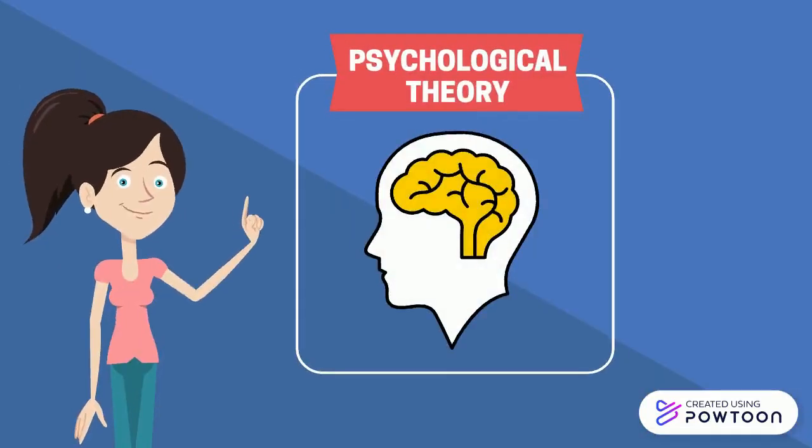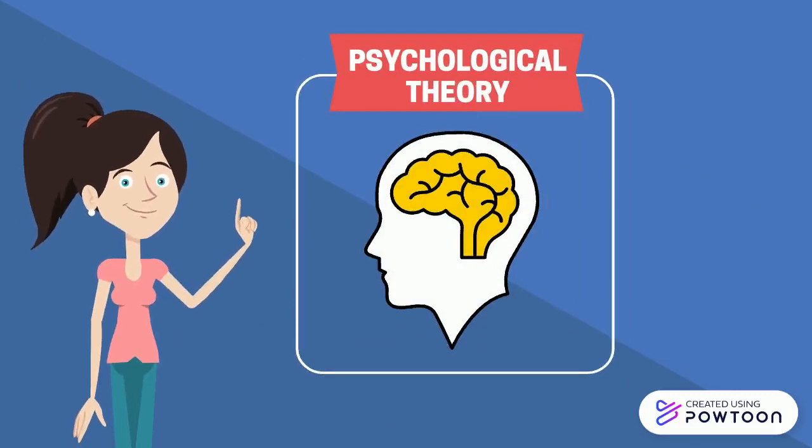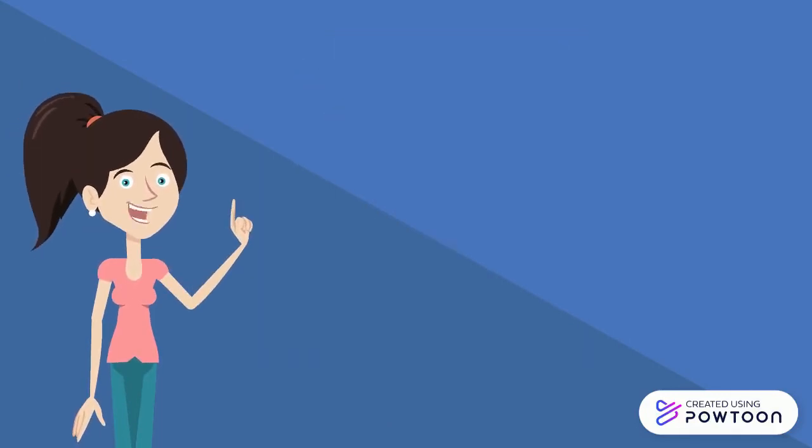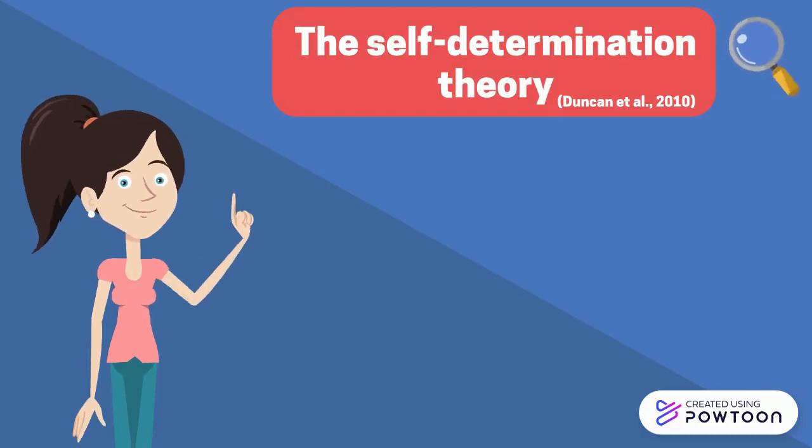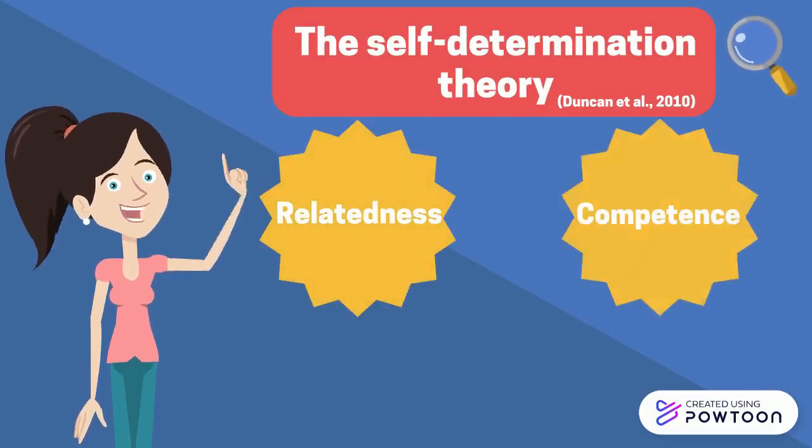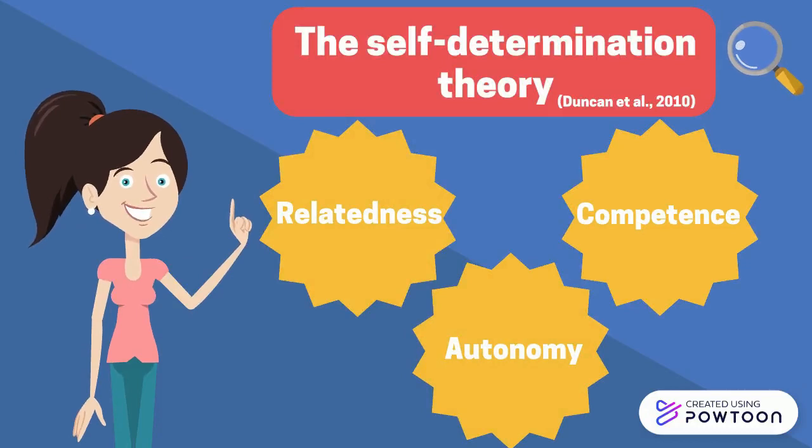Moving on, psychological theory can help explain physical activity motivation through the self-determination theory. This theory explains three innate needs: relatedness, competence, and autonomy. The desire to meet these needs motivates participation in activities that will fulfill the need that is unmet.